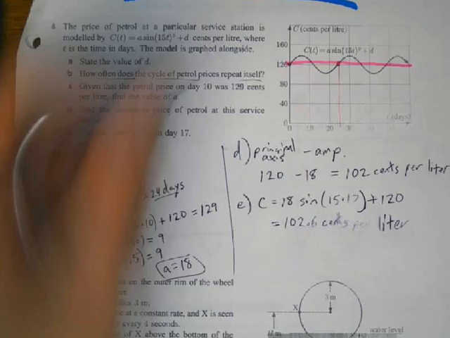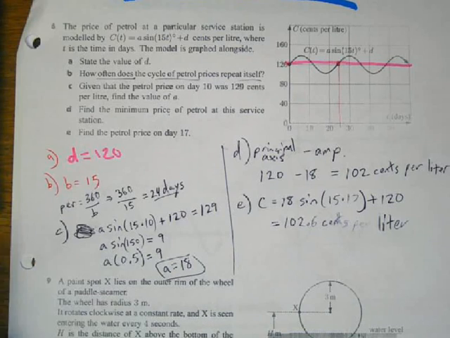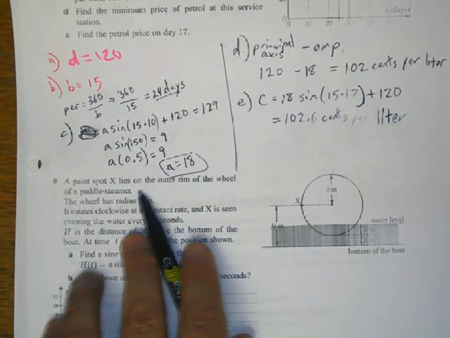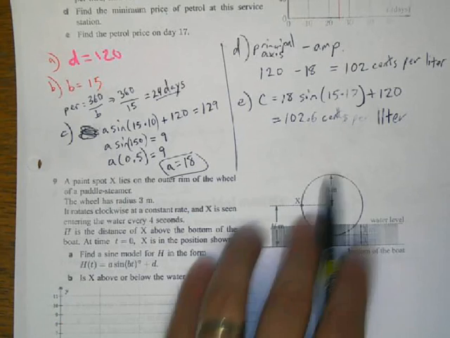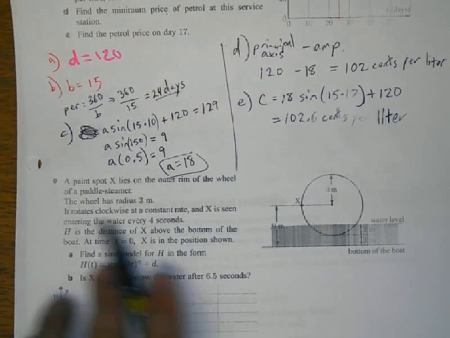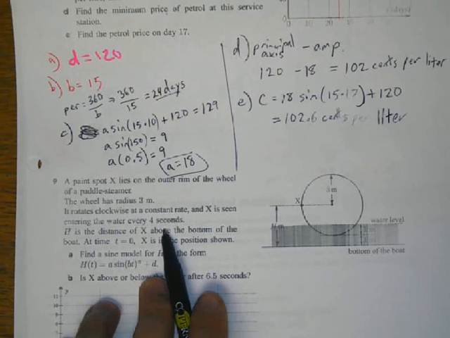Okay. All right. Question 9. You've got a paint spot X that lies on the edge of the wheel. The wheel has radius of 3 meters. It rotates clockwise at a constant rate and can be seen every 4 seconds.